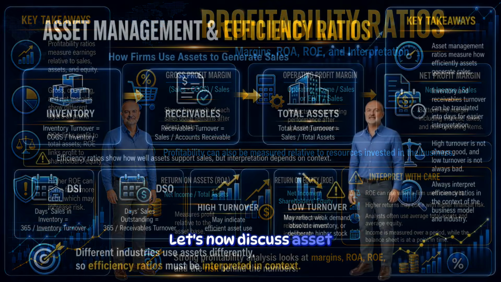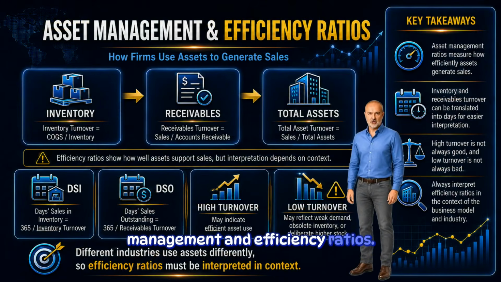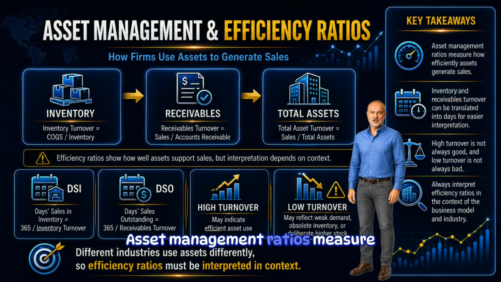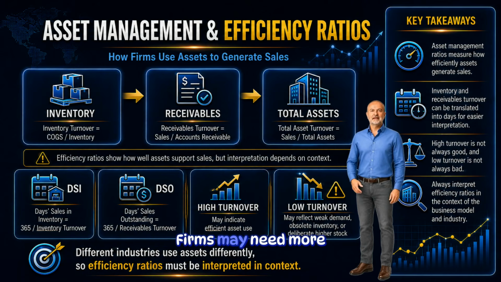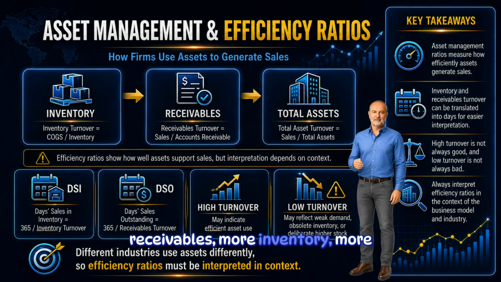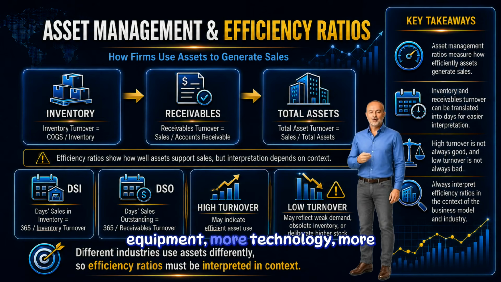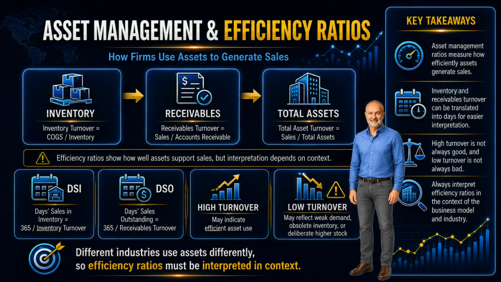Let's now discuss asset management and efficiency ratios. Asset management ratios measure how efficiently the firm uses assets to generate sales. This is very important because growth usually requires investment. Firms may need more receivables, more inventory, more equipment, more technology, more buildings, or more operating capacity.